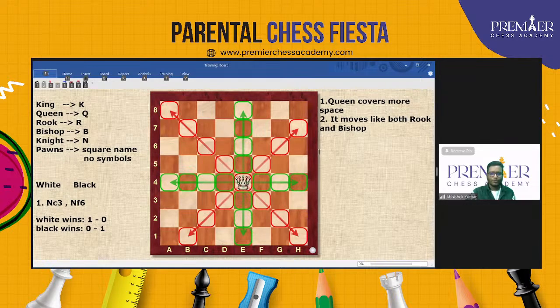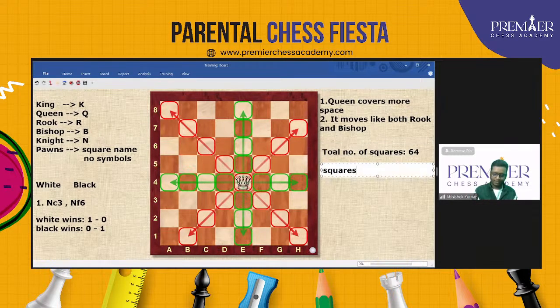We know the total number of squares is 64. S-Q-U-A-R-E, squares are 64. Right now, what we have seen, the queen alone is covering around 28 squares, if we count the square where the queen is currently placed.